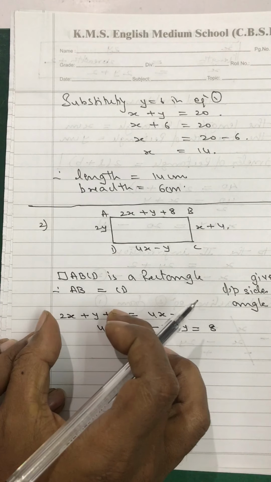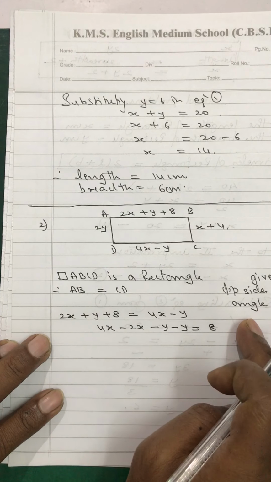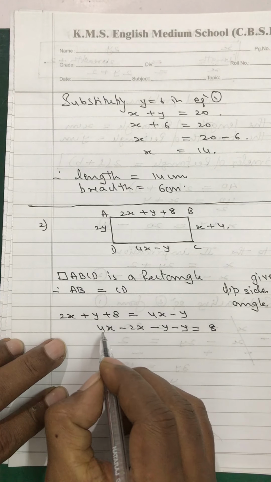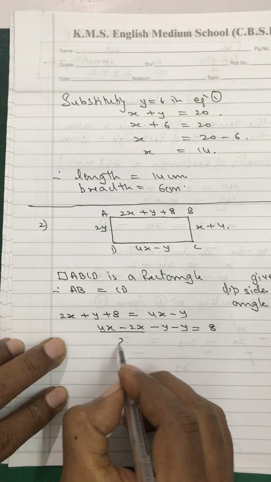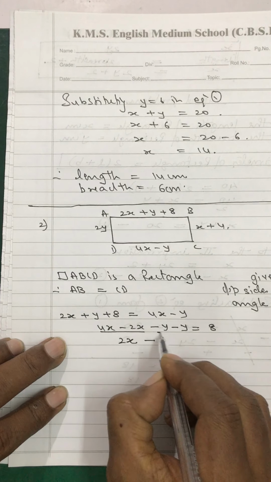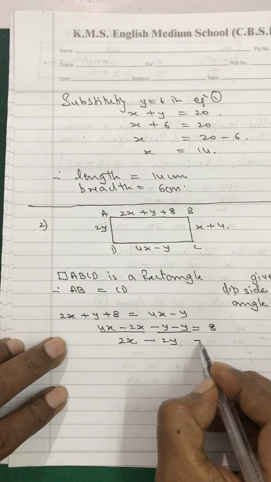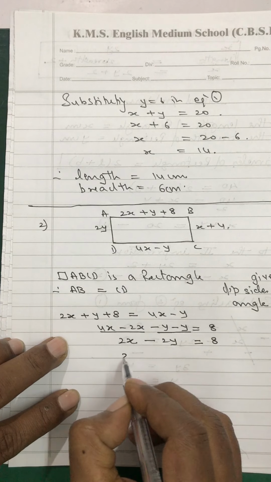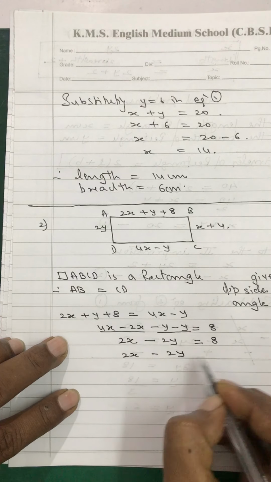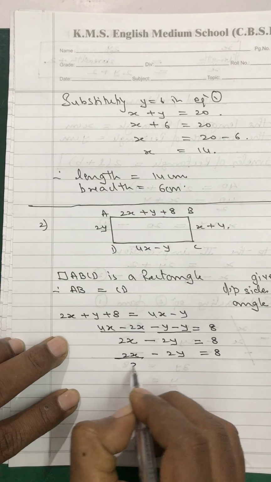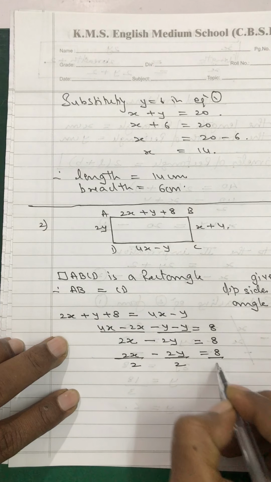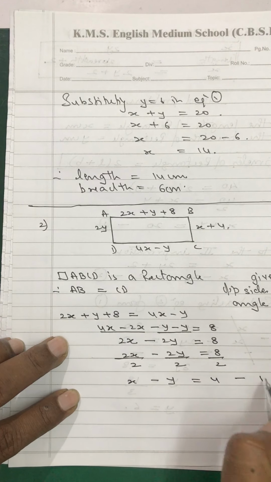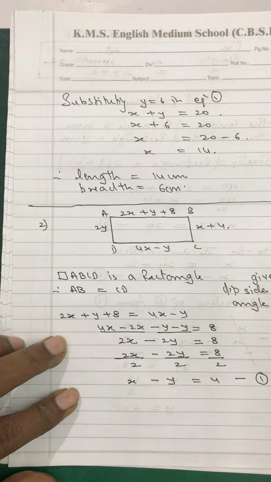Try to understand, 2x and y are shifted over there, but while writing I am writing on this side. So this will become 4x minus 2x is 2x, minus y will become minus 2y, is equal to 8. Now dividing throughout by 2, what I get is x minus y is equal to 4. This is my first equation.